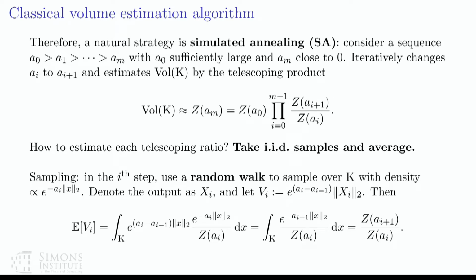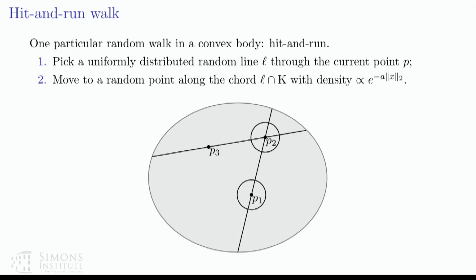So the essential problem becomes a reduction from the estimation of each telescoping ratio to giving a good random walk that samples from the corresponding density like this. And how are we going to do this? In the Lovász and Vempala paper, they use a specific kind of random walk inside the convex body called the hit and run walk. It constitutes two steps. For the first step, assume you are currently at a point P1 here. You pick a uniformly random line L through the current point P. For instance, you pick a random point on a small sphere here, maybe this point, and you shoot this corresponding chord.